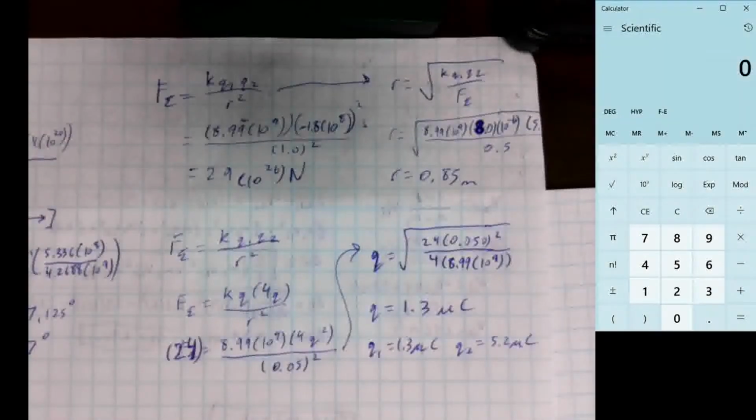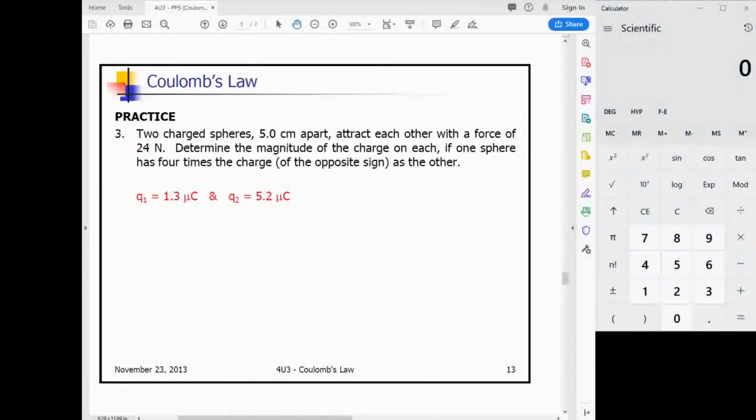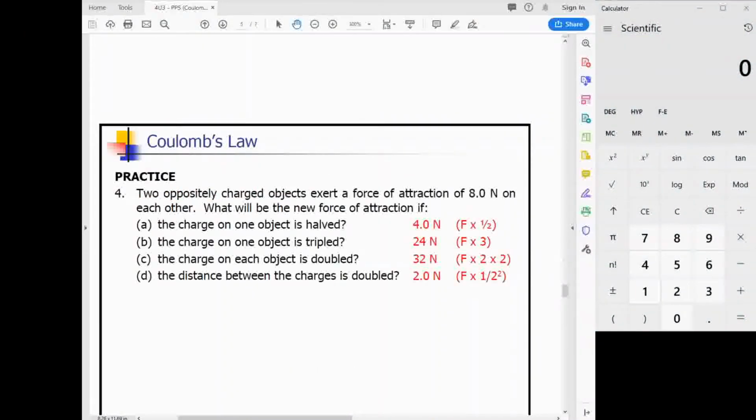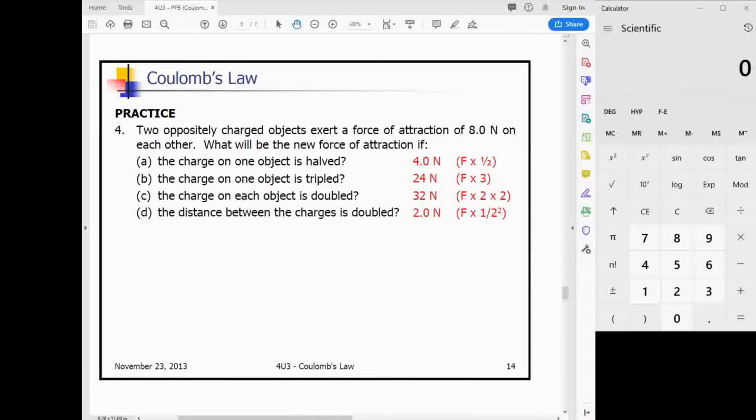Okay, so now we will continue with the lecture here. This slide, I want you to try by yourself. It says 2 oppositely charged objects exert a force of attraction of 8.0 newtons on each other. What will be the new force of attraction if, and then they give you different conditions. So I want you to try this out. The answers are listed. This is kind of in addition to the homework, so see if you can complete that.